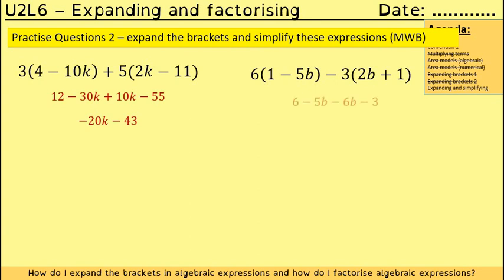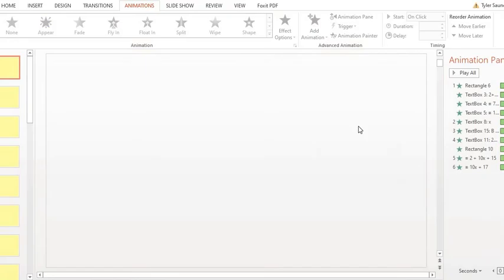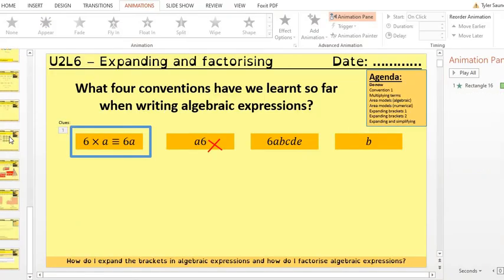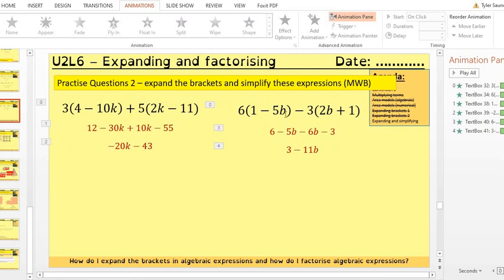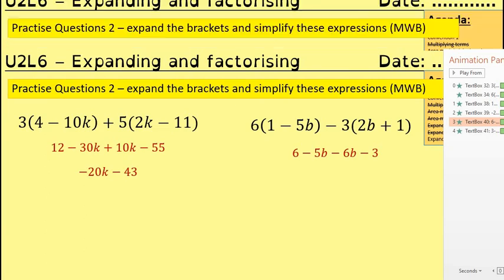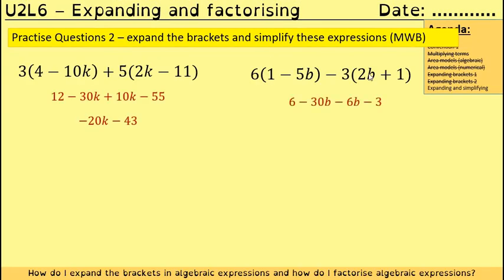And the last one, when we multiply out the brackets, we're going to get 6 times 1 is 6. 6 multiplied by negative 5b. Oh, that's not right, is it? I'll change that one. So 6 multiplied by negative 5b is negative 30b. And then negative 3 multiplied by positive 2b is negative 6b, and negative 3 multiplied by positive 1 is negative 3. Collecting the like terms in this expression gives us 3 take away 11b, or you may have got negative 11b plus 3.